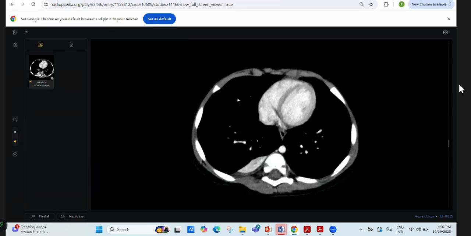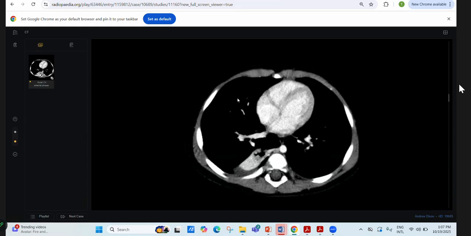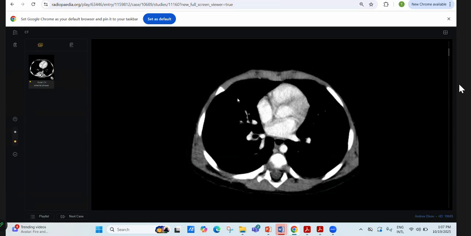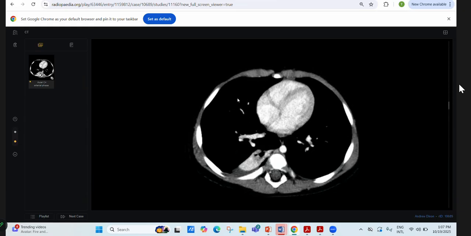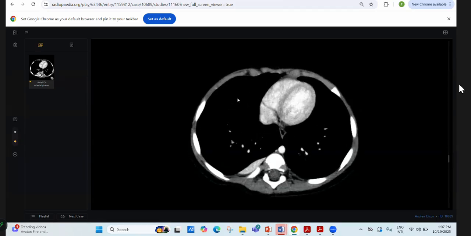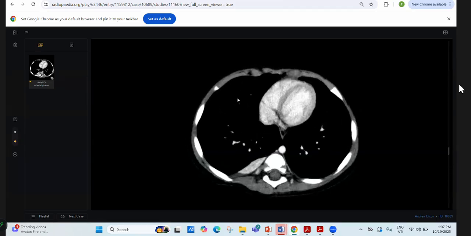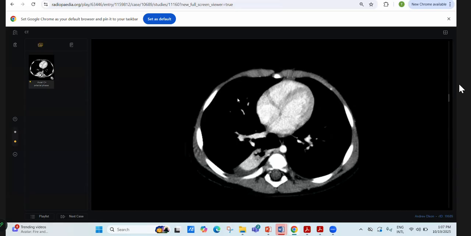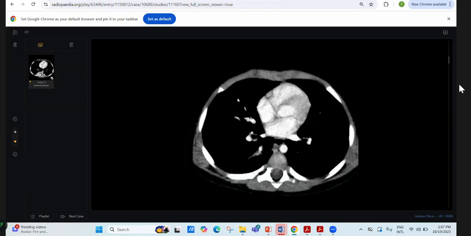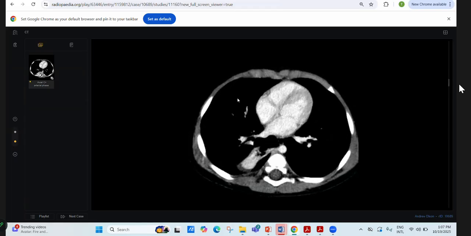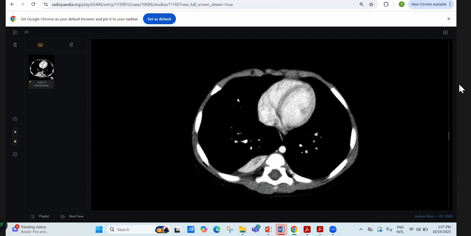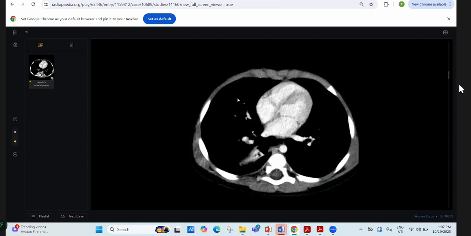So on these slices, I can appreciate a dense area where it is also supplied by one of the main pulmonary veins approaching this area. And also a branch vessel is arising from the descending aorta. So this is a perfect case of intralobar sequestration. Perfect.